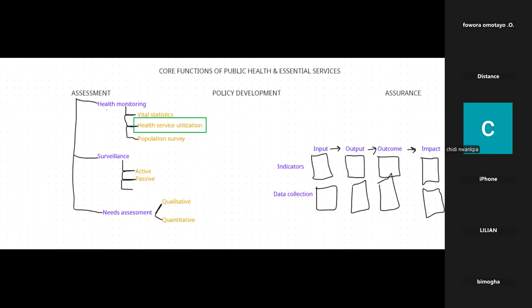Surveillance is particular to specific diseases. When you hear surveillance, you ask the person, okay, what is the health event? What is the disease that you're talking about for this surveillance? Is it cholera? Is it yellow fever? Is it Lassa fever? But for health monitoring, it's mostly general. We're just taking general data. So we collect data, we analyze this data and interpret it.